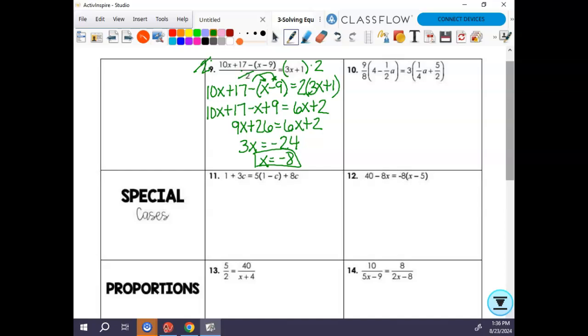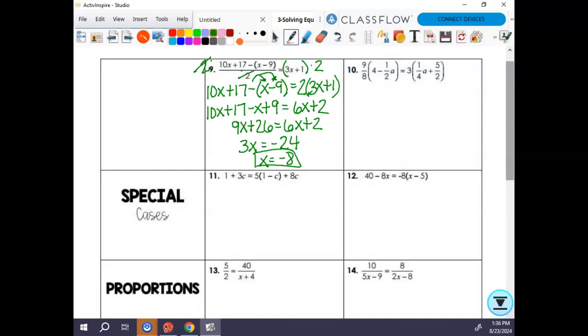Any questions at all? All right. So let's look at 10. I got that 9/8. Well, I got a lot of fractions there, and I might have to take care of fractions more than once. But I think let's go ahead and take care of that 9/8 first. Okay? If I want to take care of that 9/8 first, what would I multiply both sides by?